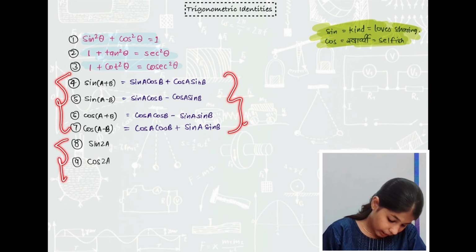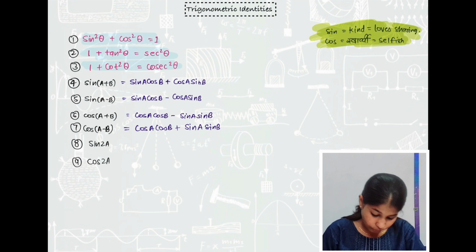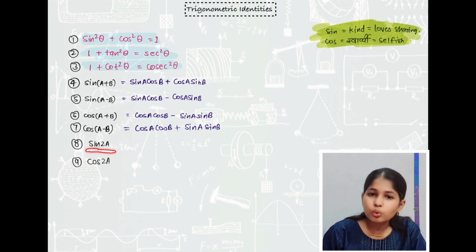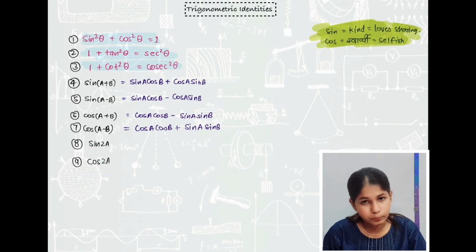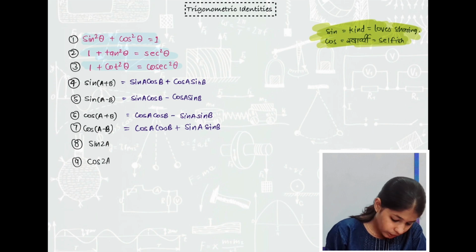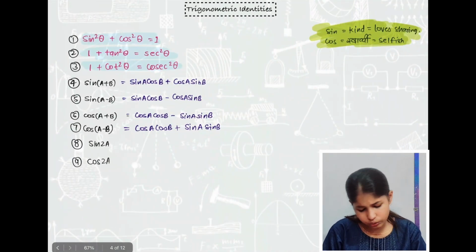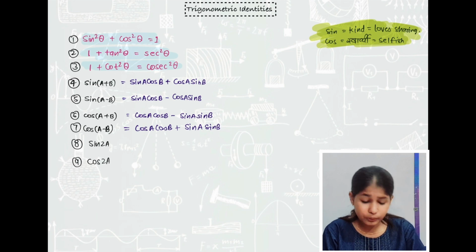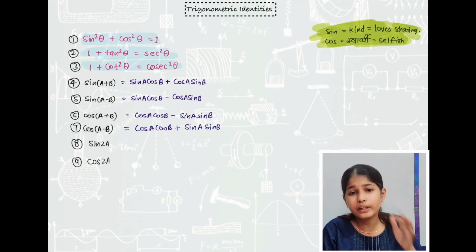Now let's come to these types of identities. What are these? Sin 2A, cos 2A. For sin 2A, I think you need to learn it. You don't need to take any tricks, because if you have a lot of tricks, you can get confused.